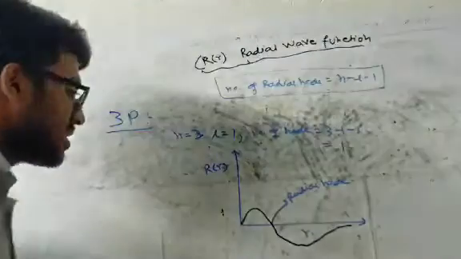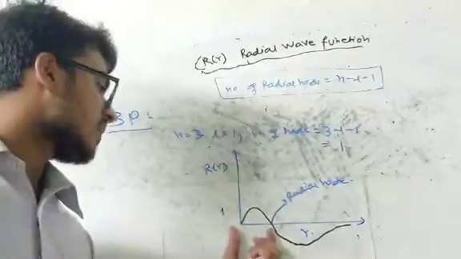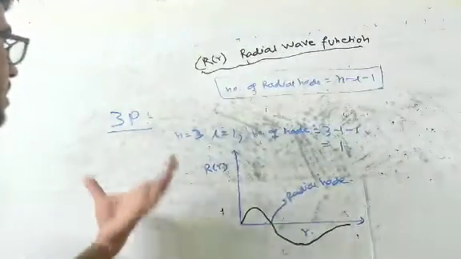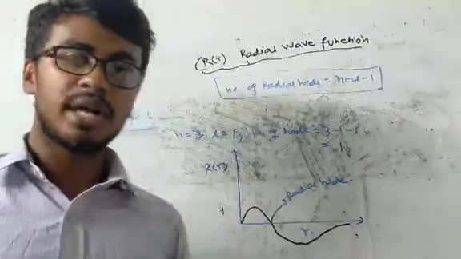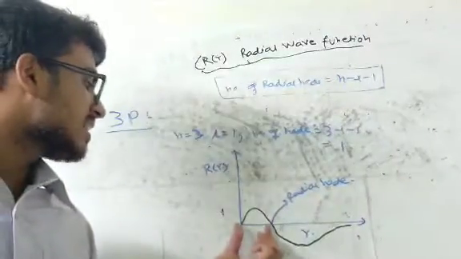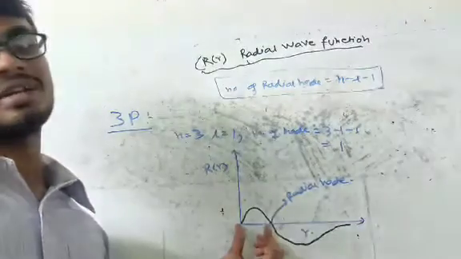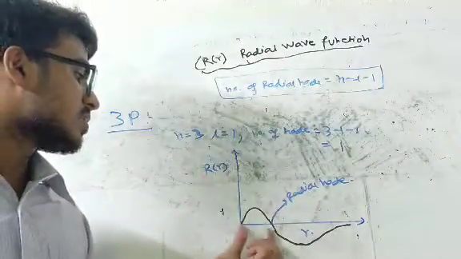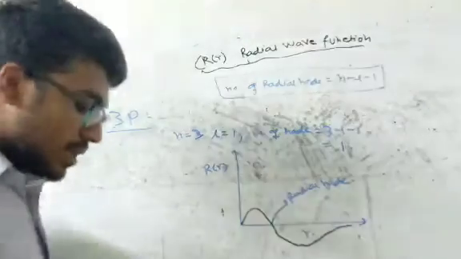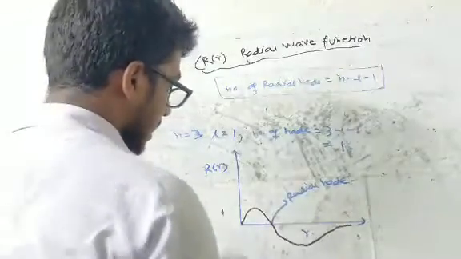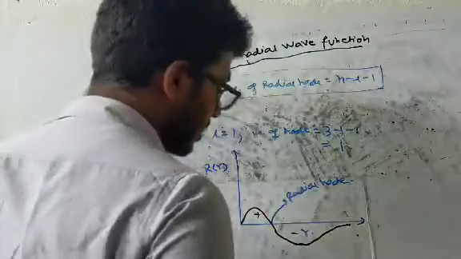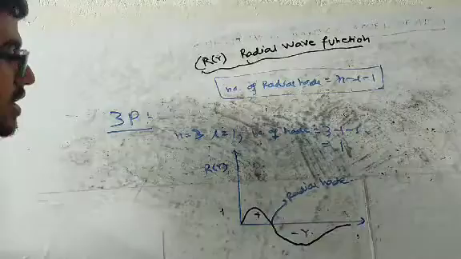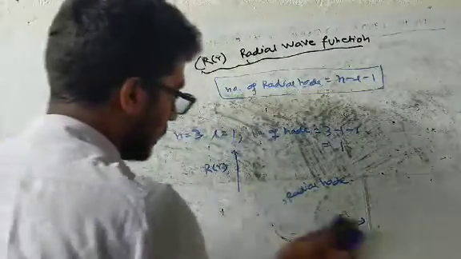What is the meaning of this distance? Here R of r equals 0. That means if any electron is present in the 3p orbital, at this distance from the nucleus the 3p electron cannot be present, because the R of r value equals 0 at this point. Now the phase of the orbital is here: this is the positive phase and this is the negative phase. So this is the phase of the orbital. Now let's go for the graph of 3d.